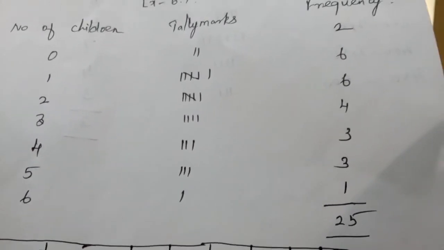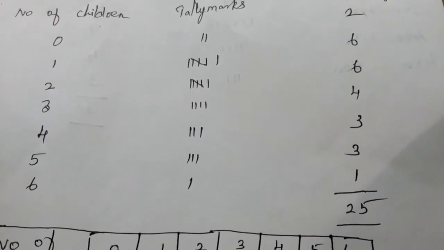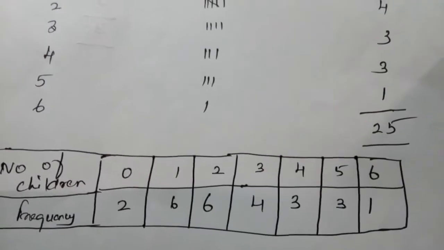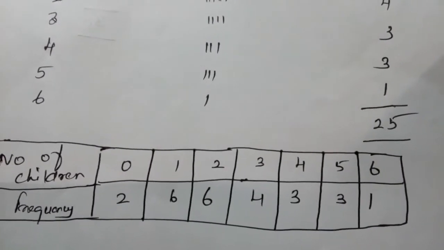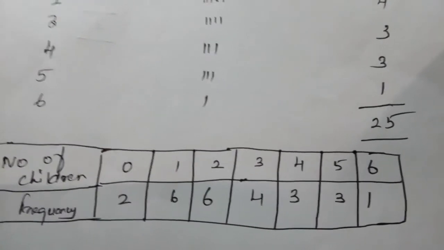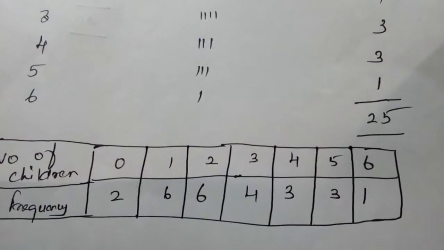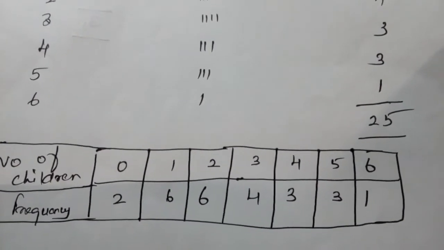That means the number of children is 5 in 3 families. Understood? After writing this, we add and we get the value 25. So the frequency total is 25. Now we have to frame a data table showing the number of children and the frequency. From 0 to 6, this is the number of children in each family, and then we write the frequency. So the sum completes.